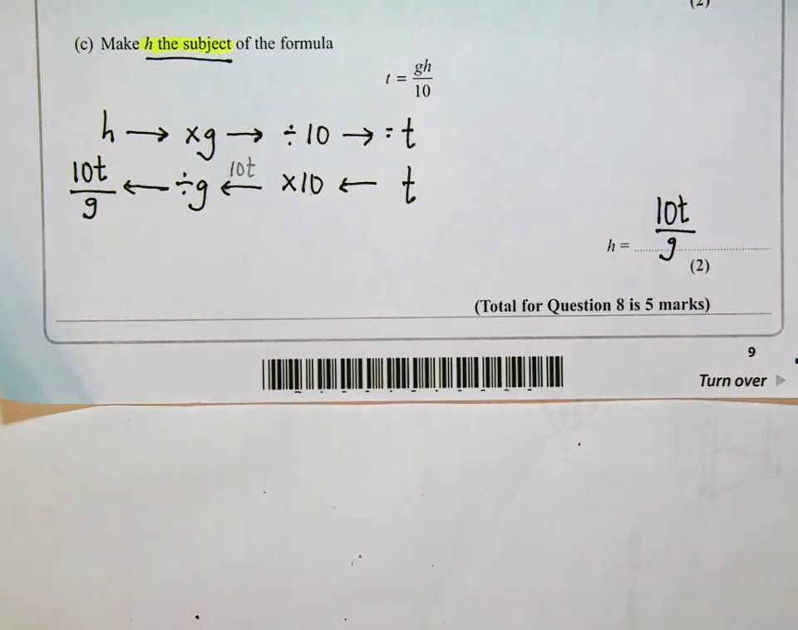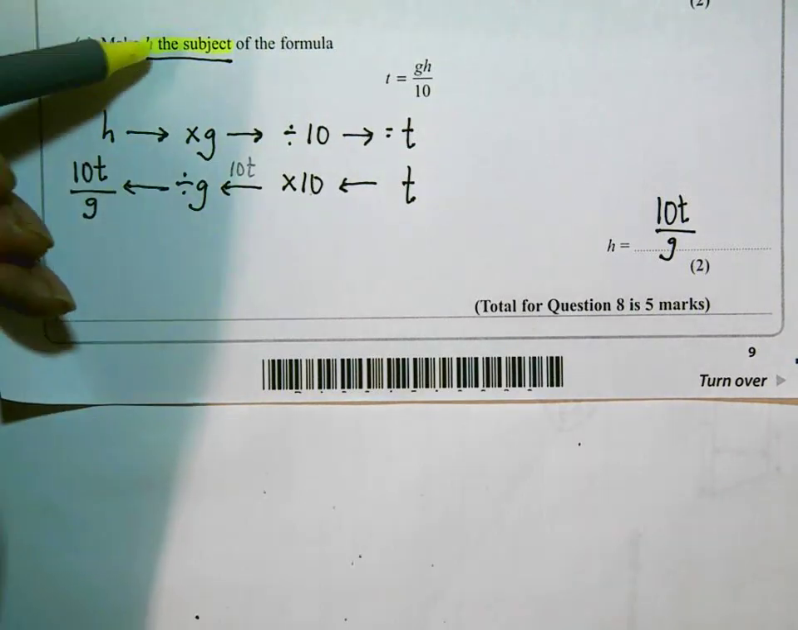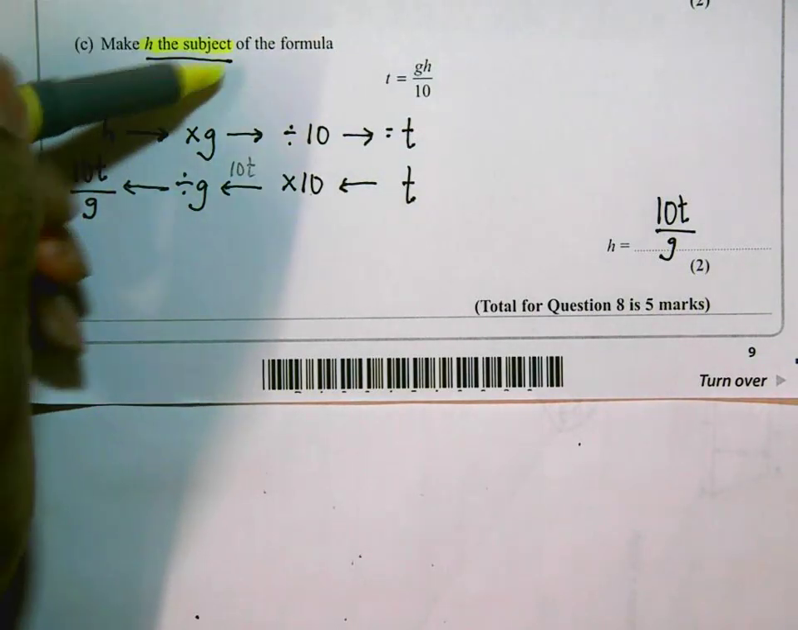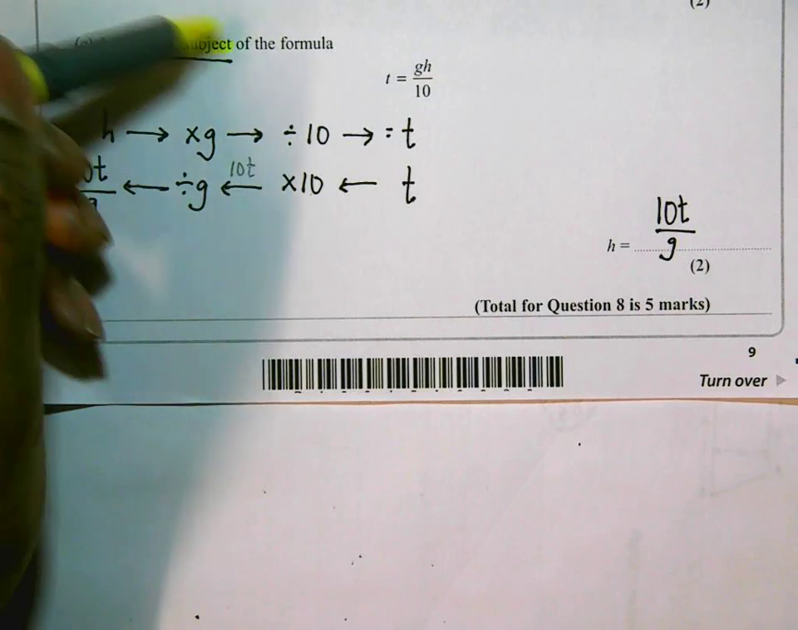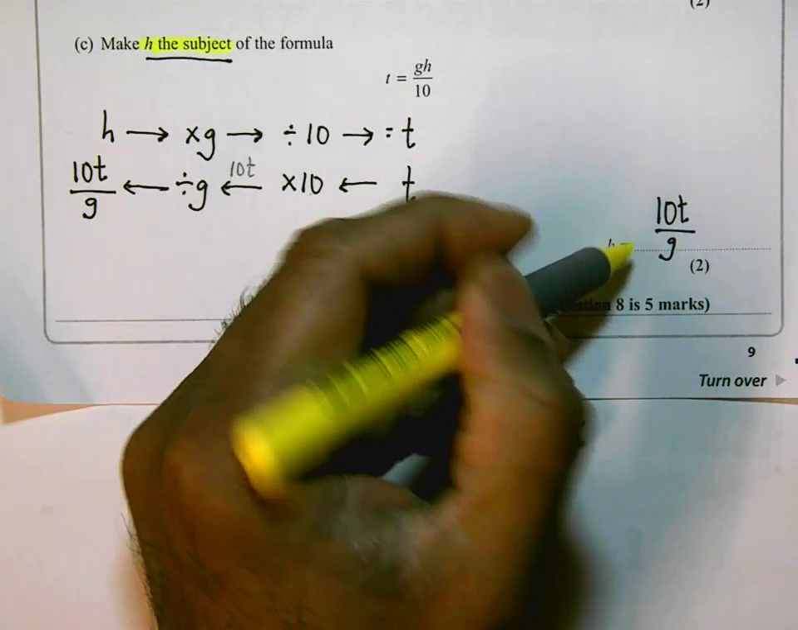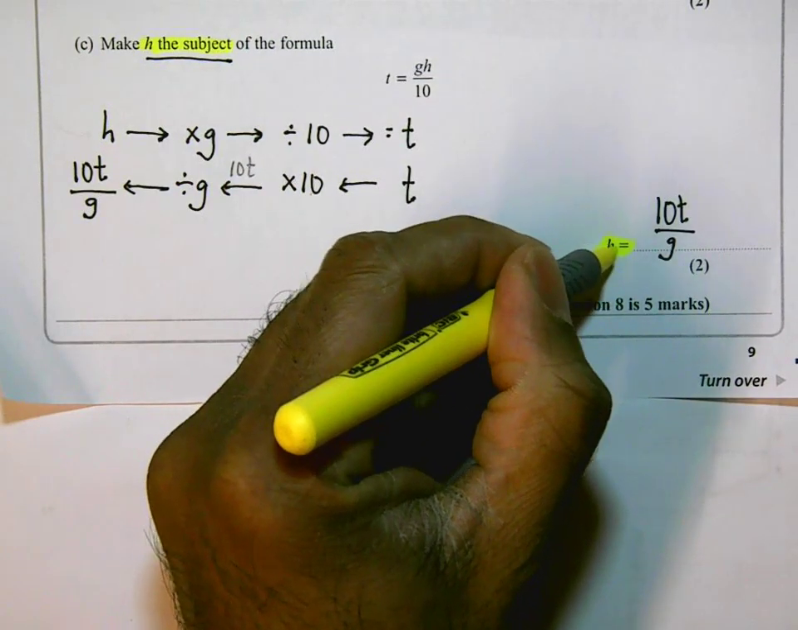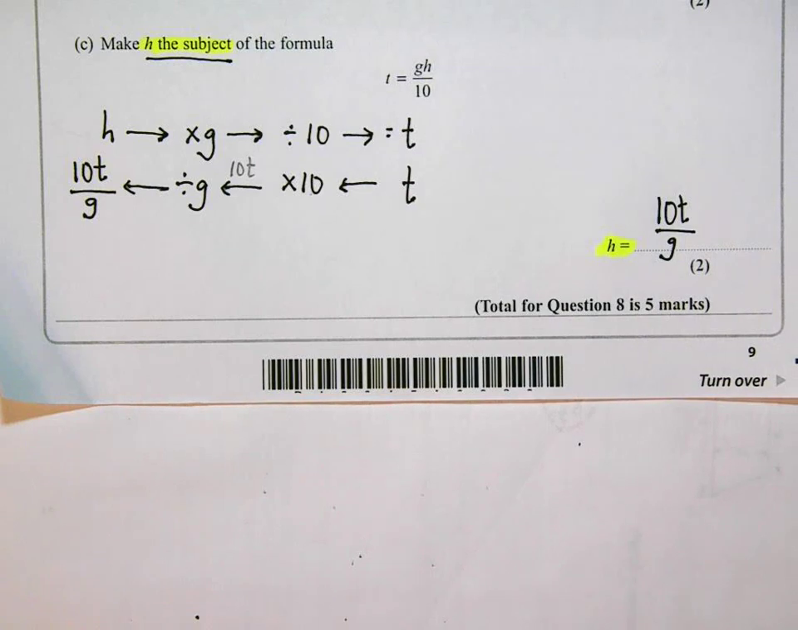Just to remind you, when a question says make something the subject of the formula, they basically mean rearrange. So this means rearrange the formula, and they've given you a hint here. They want you to make h the subject of the formula, so they want you to rearrange it so it says h is equal to something. Alright, this is a popular type of question. Make sure you know it, make sure you revise it, and make sure you understand it and get the marks for it.